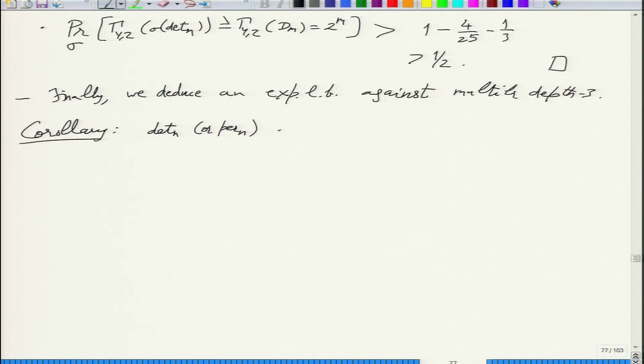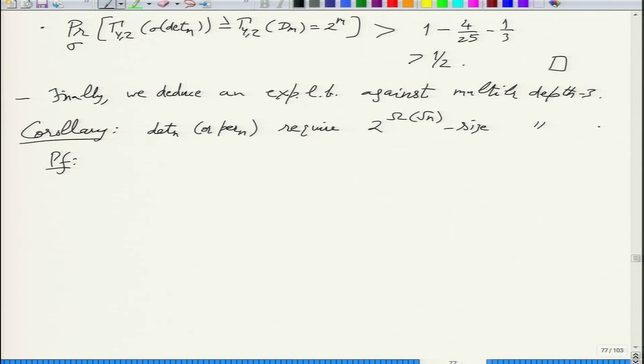So determinant or permanent require 2 raised to omega square root n size multilinear depth 3. Right, so this is what you will get, but I don't think we know any such constructions. We don't have a multilinear depth 3 representation for determinant available, neither for determinant nor for permanent, over any characteristic field.